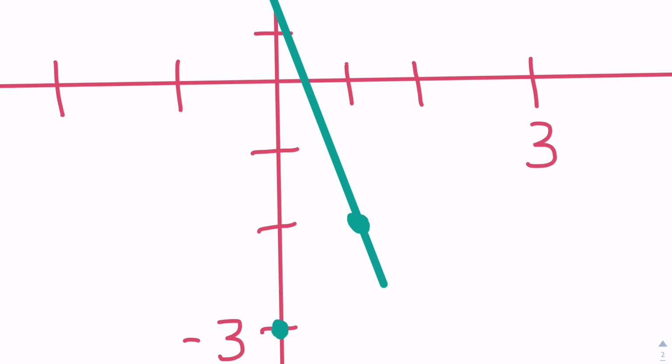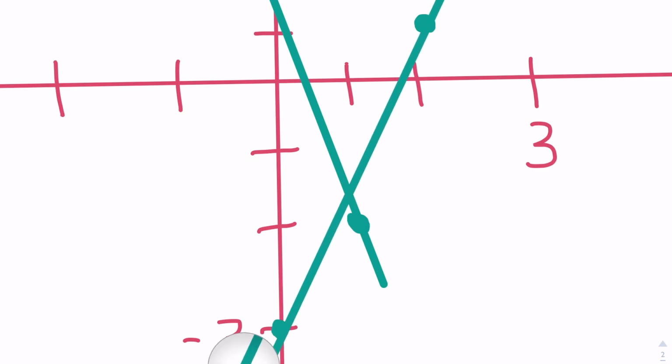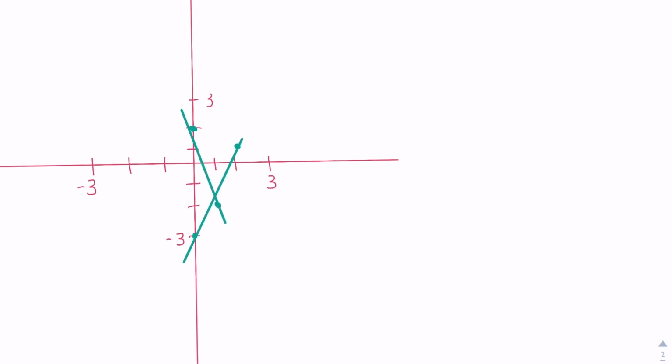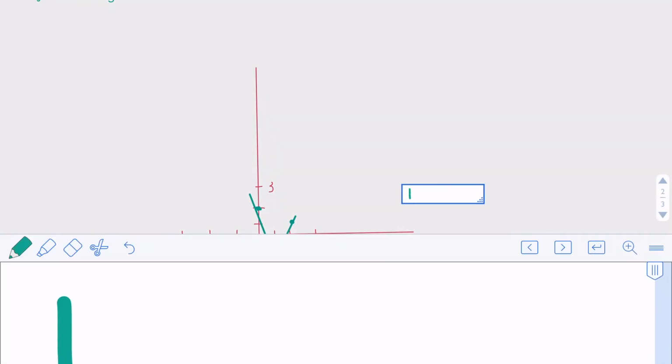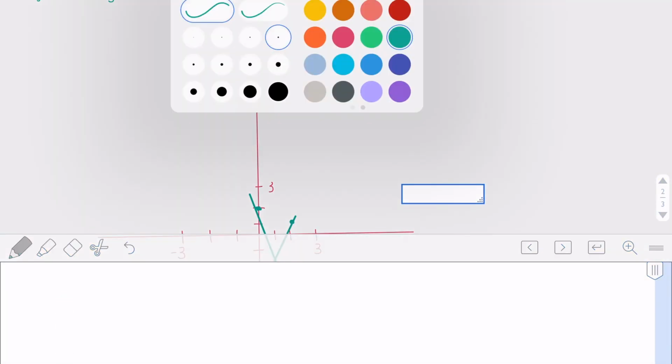Then I will do the equation y equals x minus 3. So I will plot a point on negative 3 on the y-axis, and I will go up 1 and to the right 1, and then do that again a couple more times so that I will have enough points to make a good line. Now it is time to find the point of intersection.